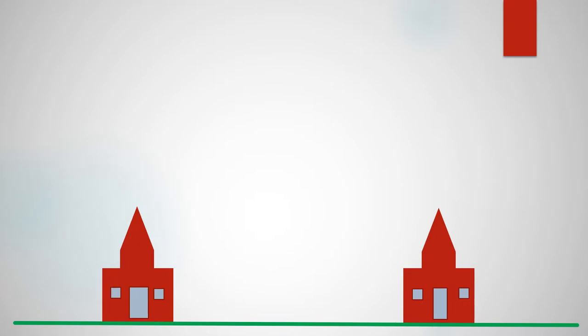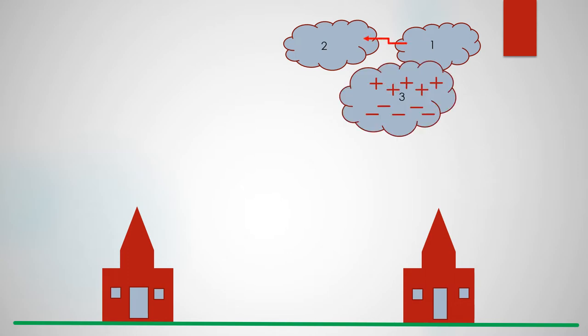A stroke occurs due to sudden changes in charges of a cloud. If cloud 1 suddenly discharges to cloud 2, there is a sudden change on cloud 3. A discharge between cloud 3 and earth is called a stroke. Such a stroke does not hit an earth conductor, so no protection can be provided to the overhead line against this stroke.